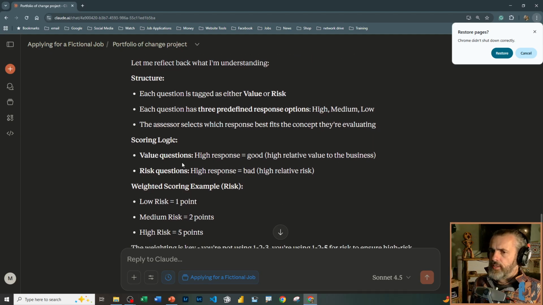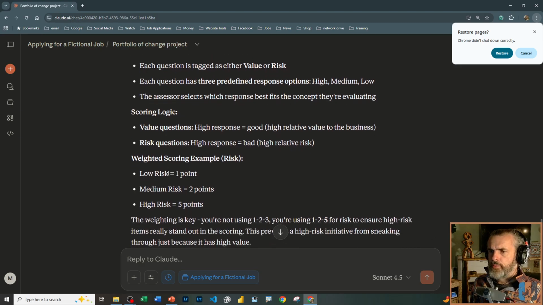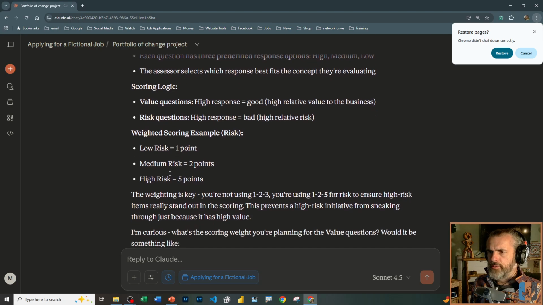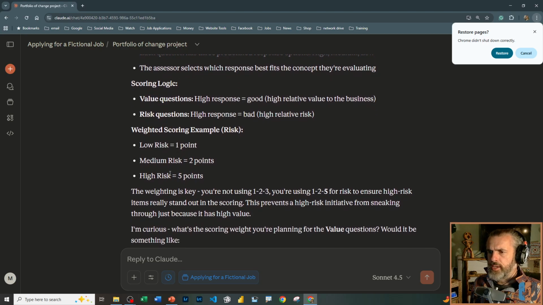Scoring logic. Value related questions: a high response is good, high relative value to the business. Risk questions: a high response is bad, high relative risk. The weighted scoring is low is 1, medium is 2, high is 5. The weighting is key. You're using 1, 2, 5 rather than 1, 2, 3 for risk to ensure high risk items really stand out in the scoring.